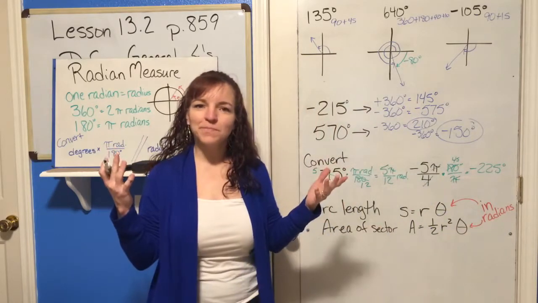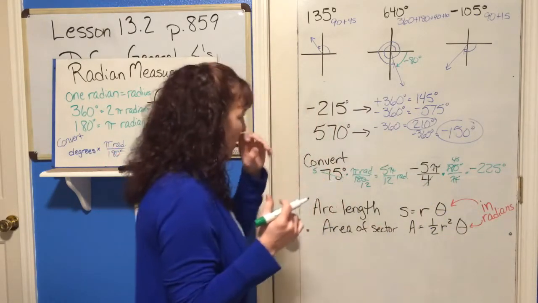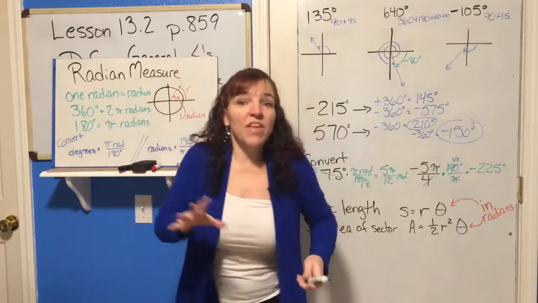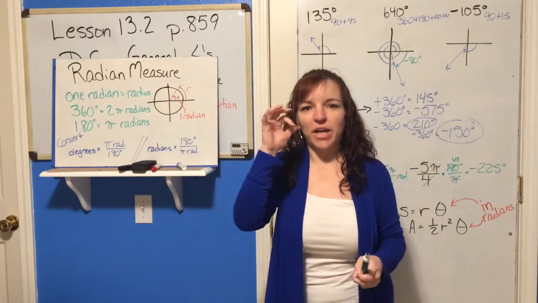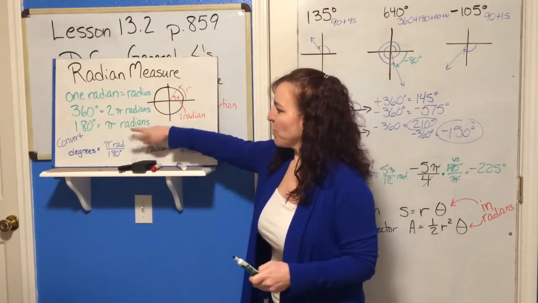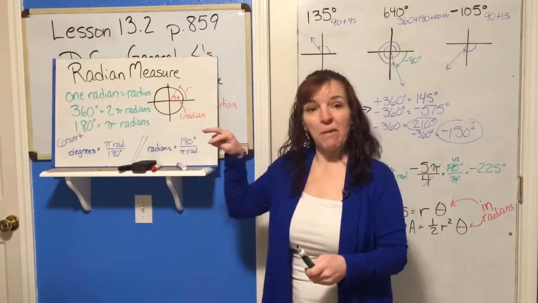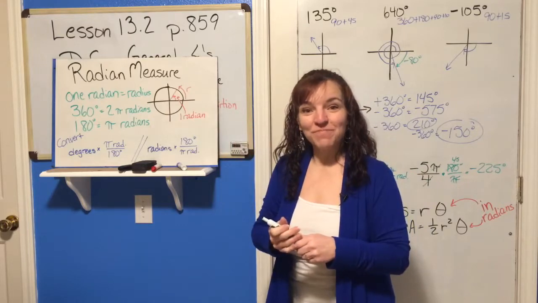Ta-da, done. All right? So really and truly with that, it's just a matter of remembering, oh, 180 degrees is my conversion, and make sure you have either pi over 180 or 180 over pi. And there's your conversion. All right?